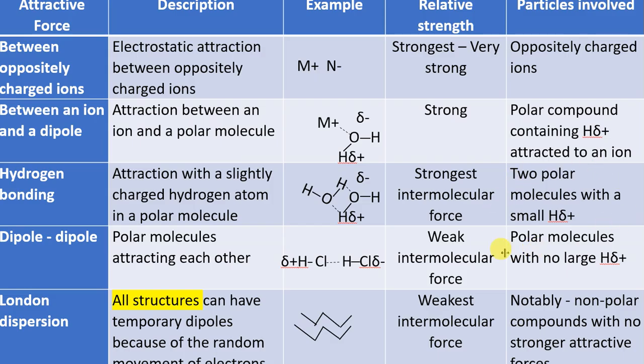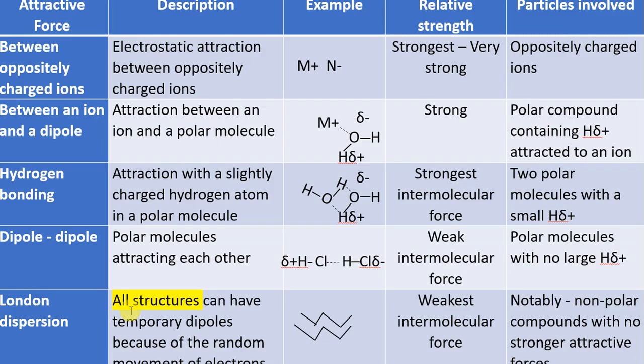Two polar molecules with a small H delta plus will attract each other. If I've got a small H delta plus as in the diagram in the middle, then I've also got, in water, an O delta minus. Attraction between the polar molecules ensues. After hydrogen bonding, dipole-dipole. Polar molecules attracting each other, as we see with HCl. It's weak. Hydrogen bonding, much stronger. So for this I need polar molecules, but no H delta plus.